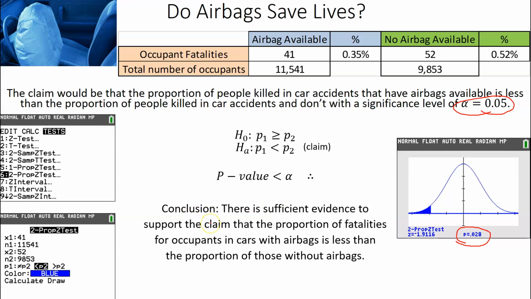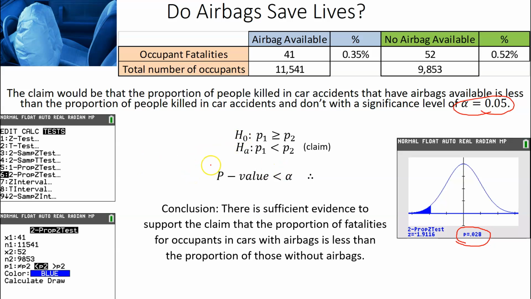So our conclusion: there is sufficient evidence to support the claim that the proportion of fatalities for occupants in cars with airbags is less than the proportion of those without airbags. And that's pretty much the way these go. When you're testing proportions with two samples, it's the two samples, two proportions z-test, and you'll need both sets of numbers in order to do that.